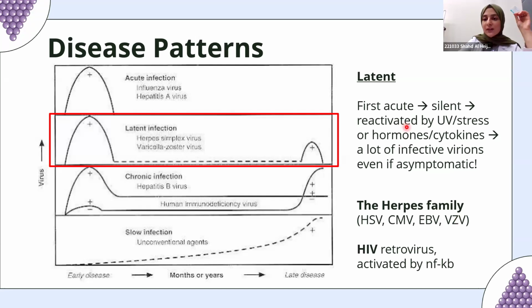And then it will be reactivated by UV or stress or hormones or cytokines. So it's either affected by the environment or by the host cell itself. And it will get reactivated, and now it will cause infection again later on. So for example, in varicella, usually this infection will be in kids. It will cause chickenpox. Varicella will cause chickenpox.